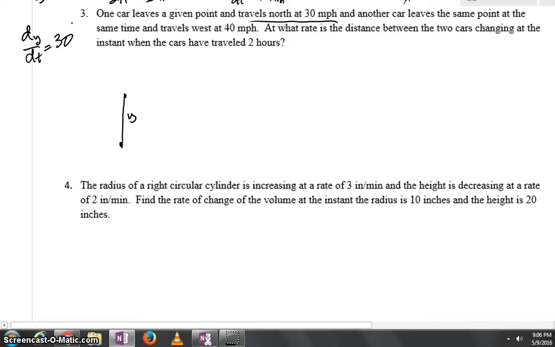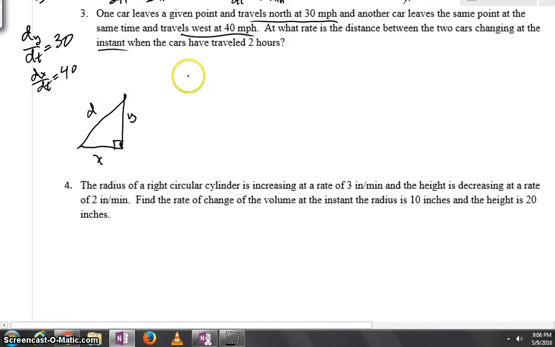Another car leaves the same point at the same time. It travels west, and we'll call that x. We know that north and west are perpendicular directions. We're assuming that this is getting bigger and bigger. dx/dt is going to equal 40. Then, of course, there's a distance between these two cars. We'd like to know at what rate that distance between the two cars is changing at the instant when the cars have traveled 2 hours.